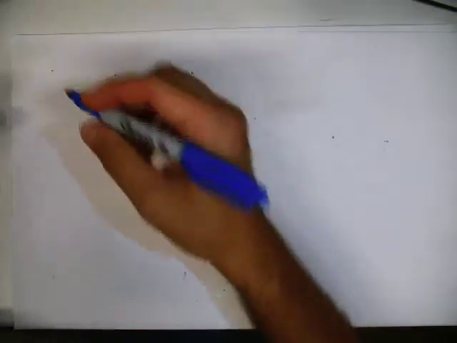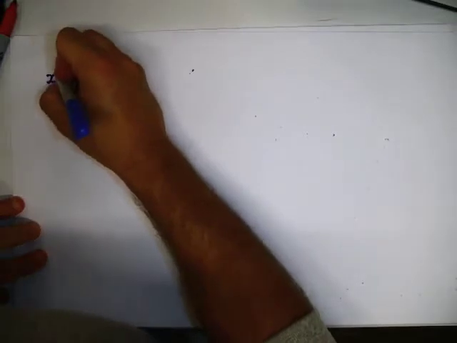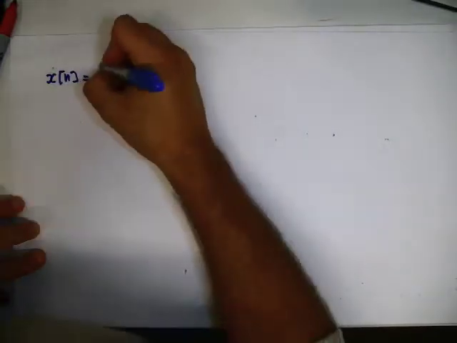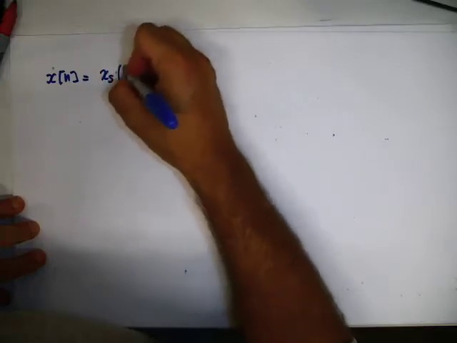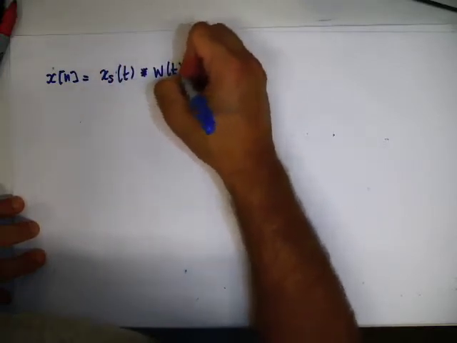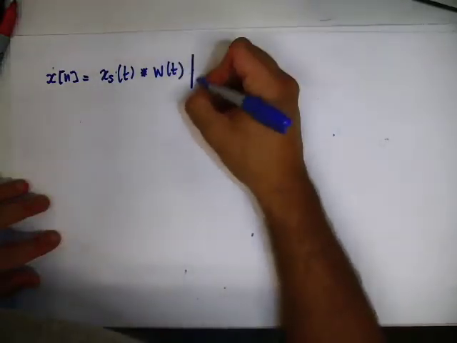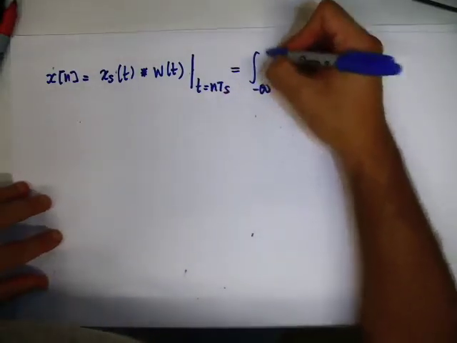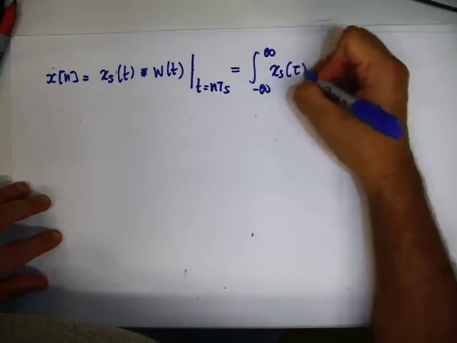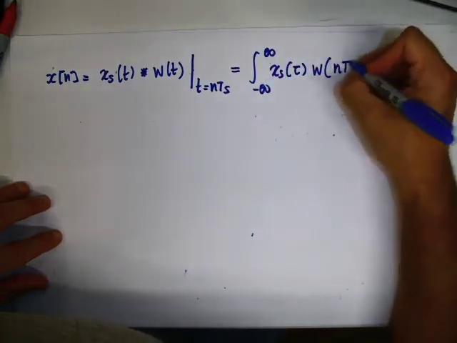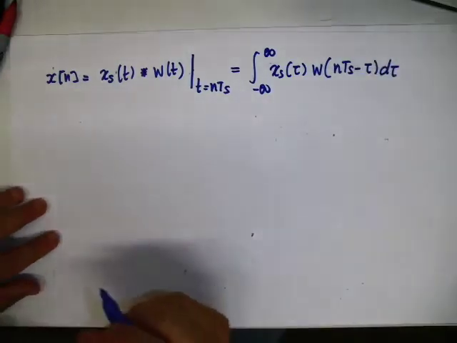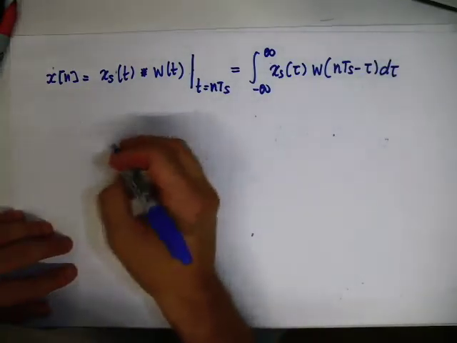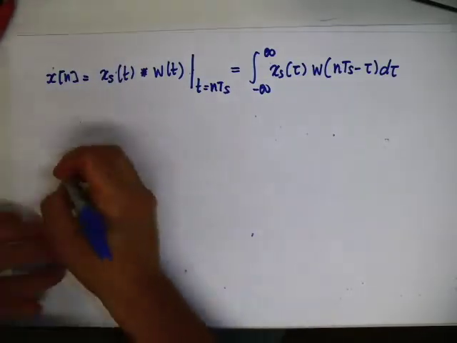So let me summarize what we did here. The discrete signal can be written as the convolution between the Dirac-sampled signal and a special window W computed at t equal nTs. And this can be written as the integral from minus infinity to infinity of the Dirac-sampled signal times W(nTs minus tau) d tau. But of course, we have two choices of W.